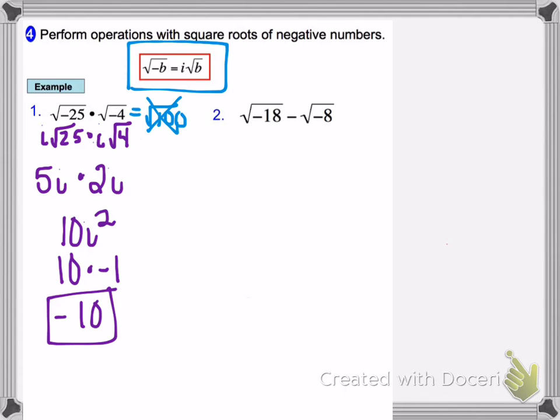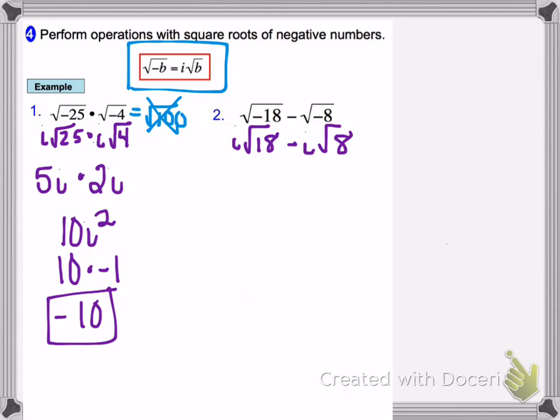Now that same idea goes with adding and subtracting negative radicals. In this example, we're going to do the same thing: pull out that negative, making it an i. So I have this i times the square root of 18 minus i times the square root of 8. However, in this example, 18 and 8 are not perfect squares like 25 and 4 were. However, we can modify them to find a perfect square.